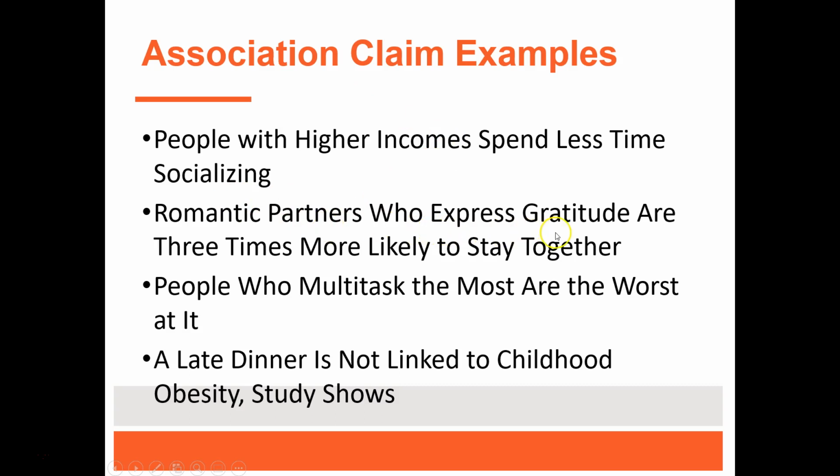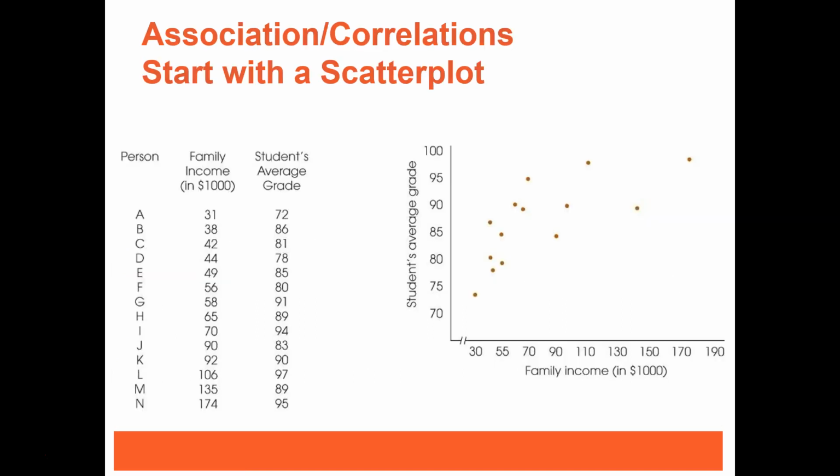Romantic partners who express gratitude are 3 times more likely to stay together. People who multitask the most are the worst at it. And a late dinner is not linked to childhood obesity. So we would ask, what time do you eat dinner? And weigh your child and see if there's a correlation or an association between those things. So for an association claim, you have 2 variables and they're both measured. Again, it may be hard to see that from these headlines. That's okay. You would want to read deeper into the research article to see what they were doing.